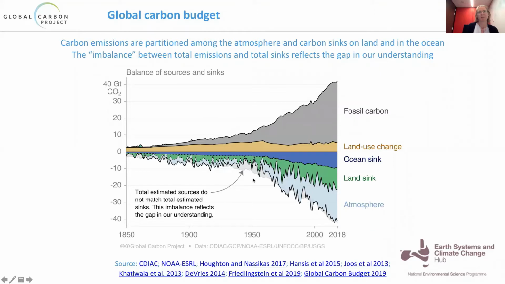There's a bit of a mismatch between the sources and sinks. That's what this grey shaded area is, and that again is representing that imbalance that we don't quite understand.